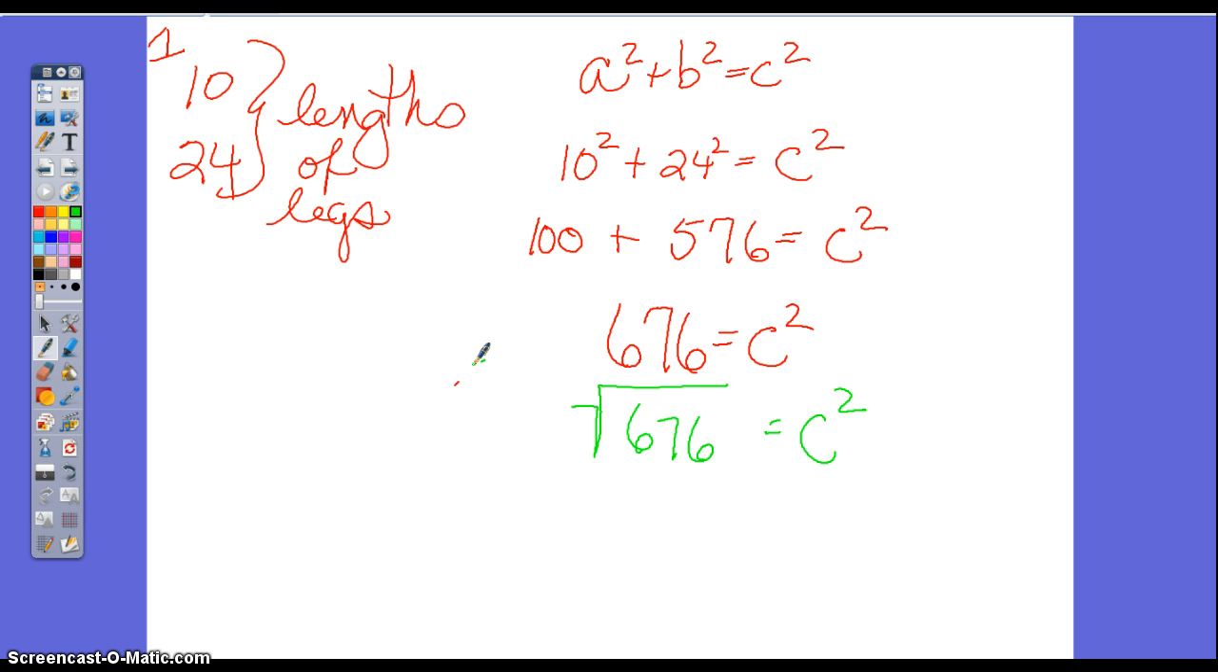That isn't the answer. Oh, yeah, it is. I'm sorry. All right, so when you put in 676, what is its square root? 26. Good job.